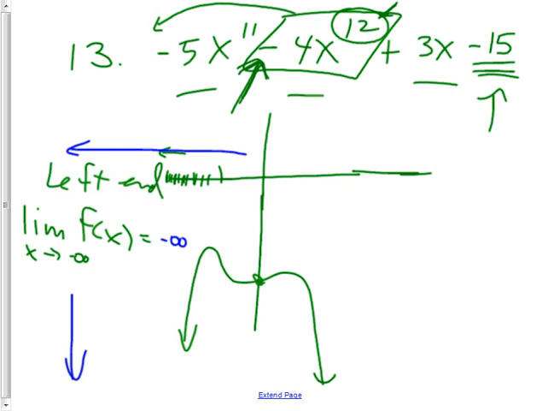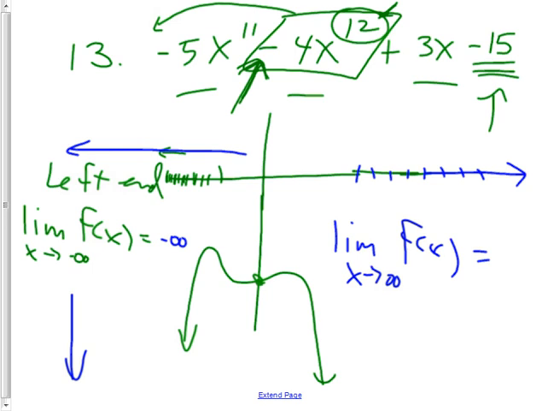Okay, on the right side, limit of the function as x approaches positive infinity, because I'm going way to the right. Then what's my y value when I get there? It's going way down, see, because of this. So it's negative infinity. Remember, this is an x, this is a y.